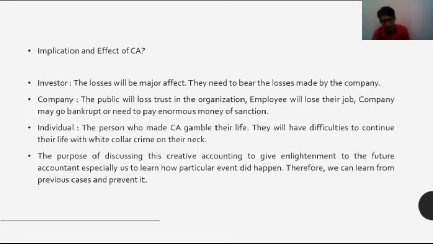And then second, of course, the company. The effect will be that the public will lose trust in the organization. Also, employees will lose their job. The company may go bankrupt or need to pay enormous sanctions, being penalized by the law and others.